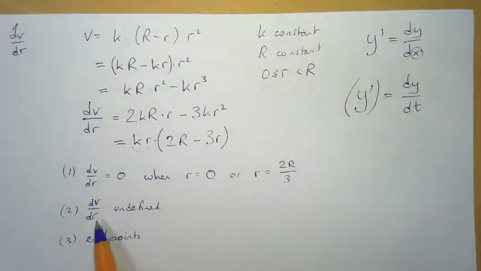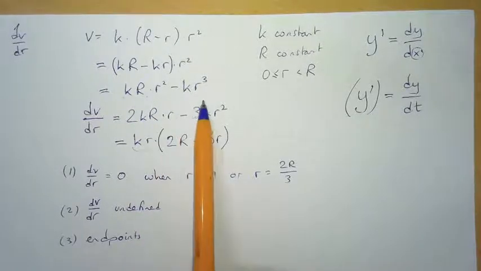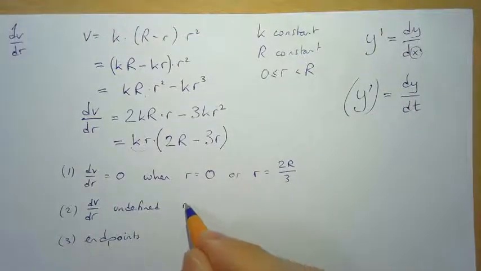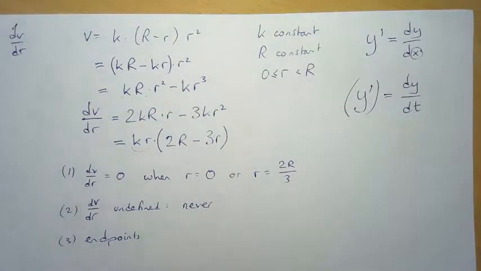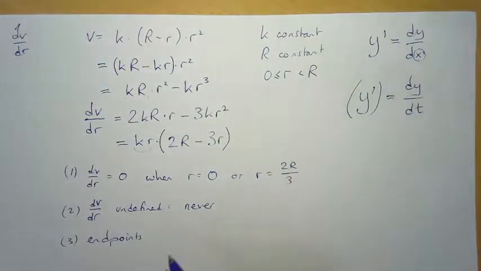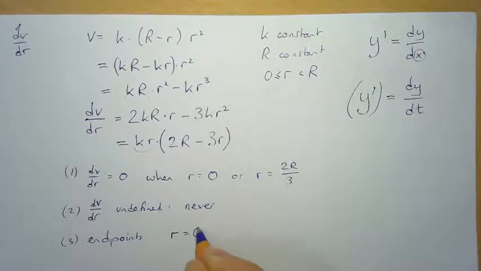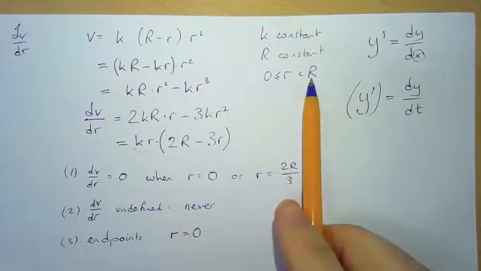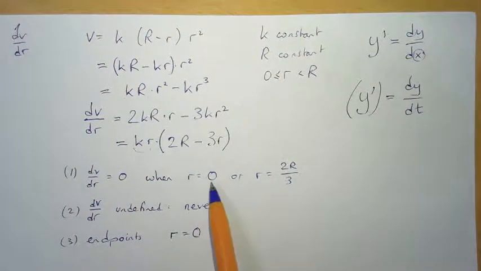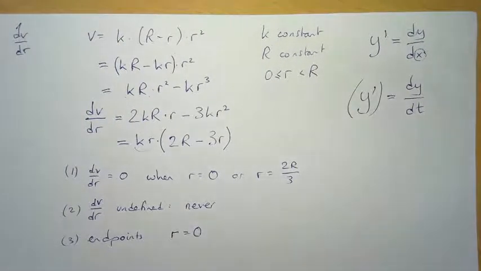When is dv/dr undefined? I was working with a polynomial, so the derivative is never undefined, never. And finally, are there any endpoints? If we look back here, r is greater or equal to 0, so there's an endpoint on the left, and there's no endpoint on the right because there's no equal sign. So this r equals 0, we happen to have it here already, so that doesn't really add any candidates.